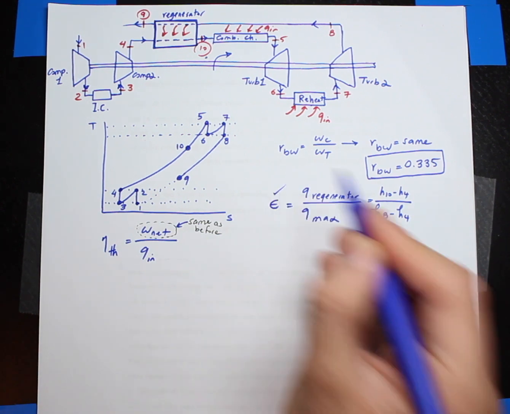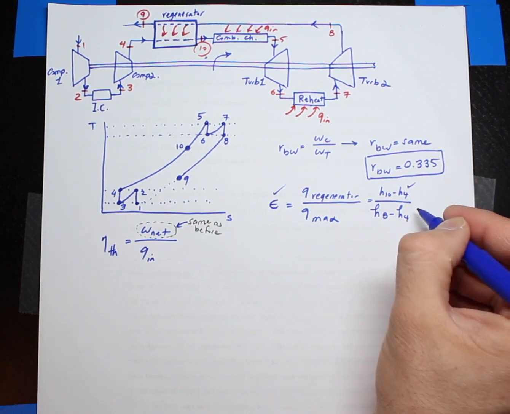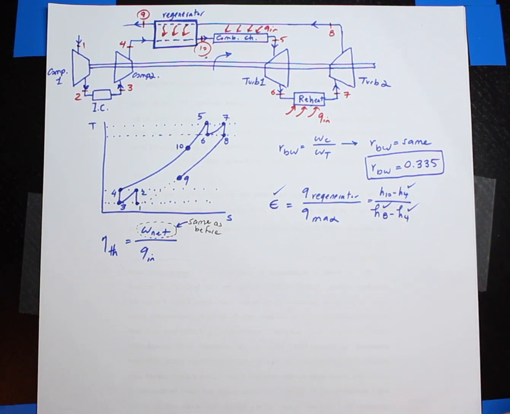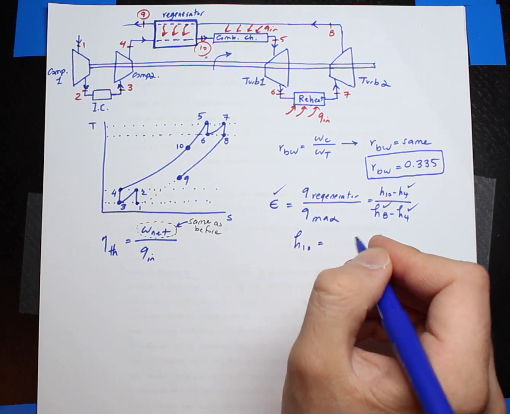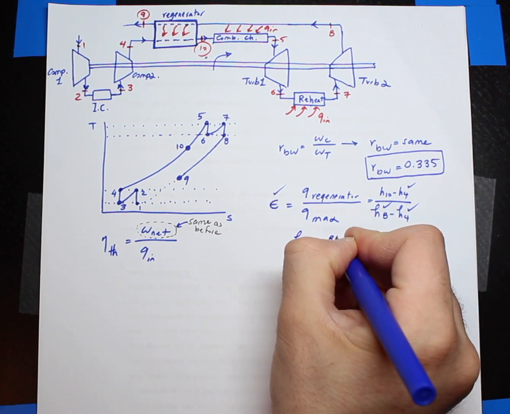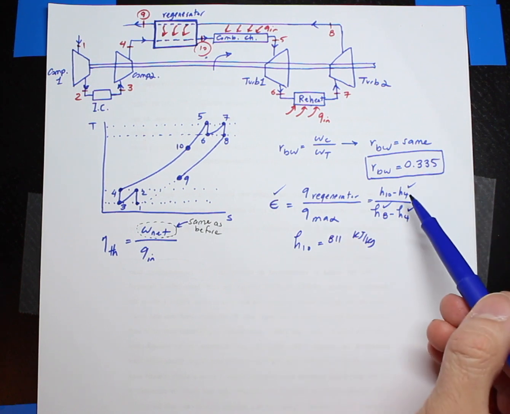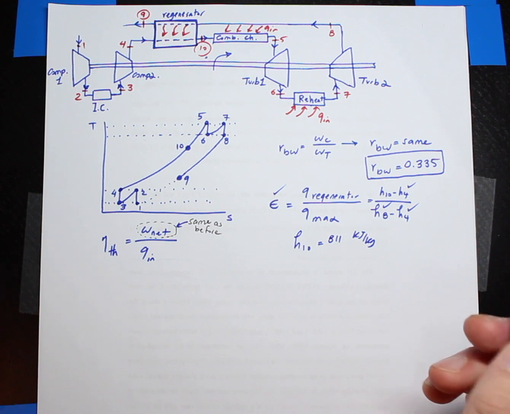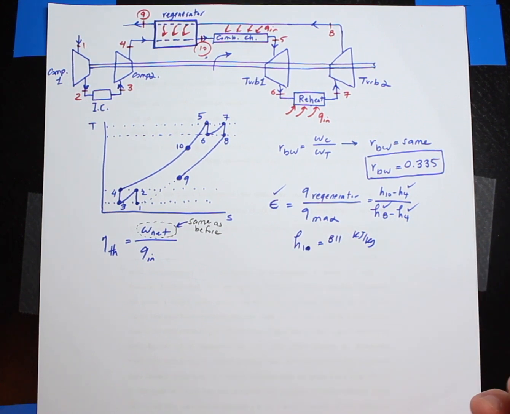Okay, so this effectiveness is given. H4, I have it in the previous step. Same thing here, same thing here. So based on that, I can find H10. H10 is equal to 811 kilojoule per kilogram. So for H4 and H8, I use the values that I had before. By having this H10, I can develop heat addition equations.